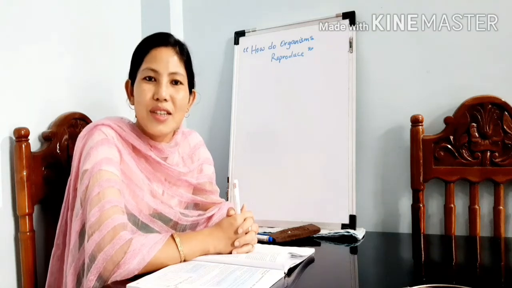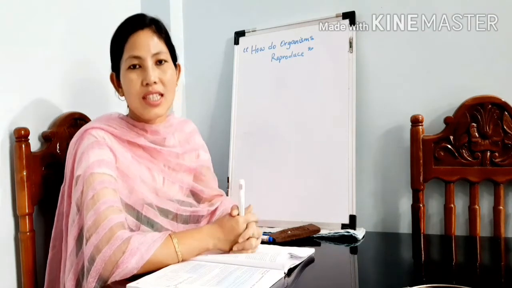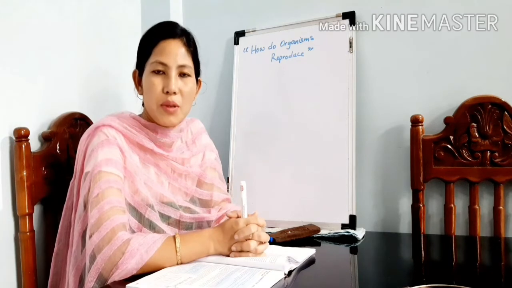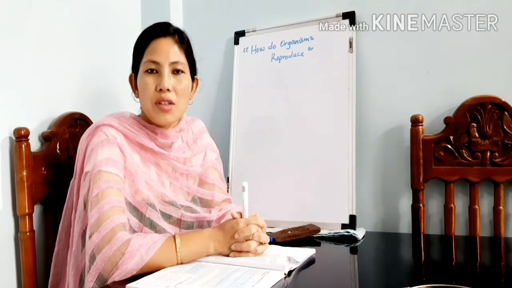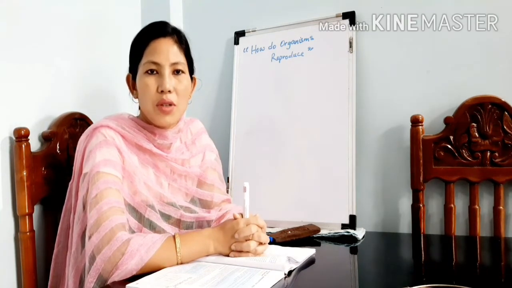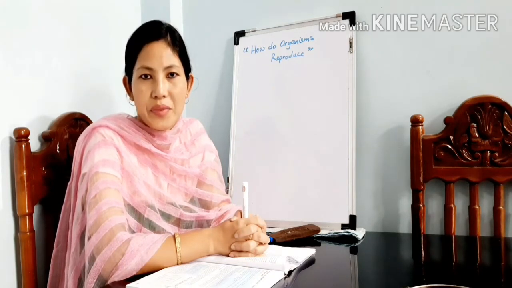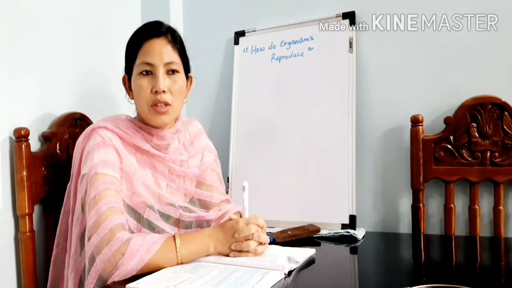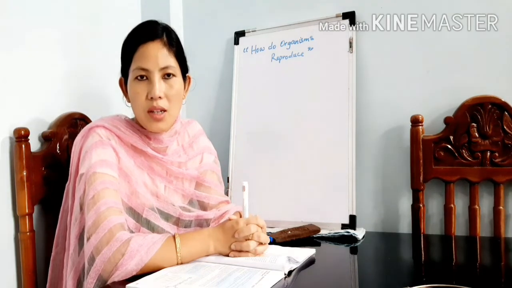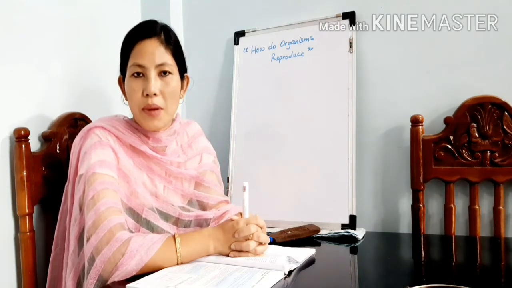Hello dear students, today in this video we are going to discuss the lesson how organisms reproduce. So reproduction is a process in which an organism reproduces its own kind, right? It's a method by which an organism gives birth to a young one which is similar to its parent.